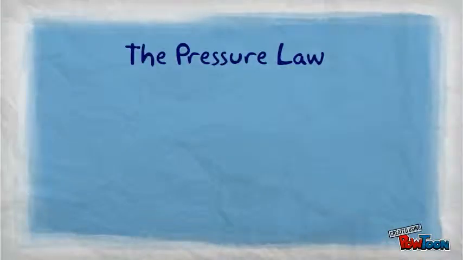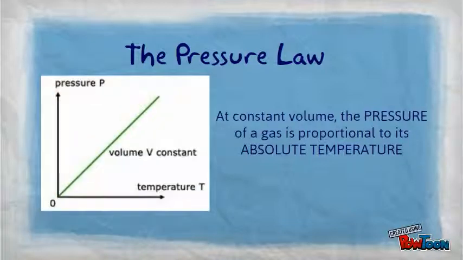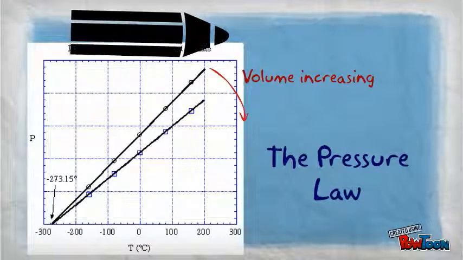We're moving on now to discuss the pressure law. And the pressure law says that at constant volume, the pressure of a gas is proportional to its absolute temperature. So again, we have pressure plotted against absolute temperature, and we have a straight line graph. And if you were to conduct a different experiment with the volume increased this time, then we could see that pressure plotted against temperature would actually have a less steep gradient if you were increasing the volume of the gas.